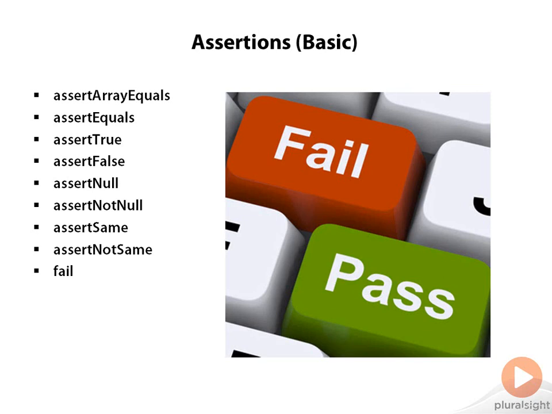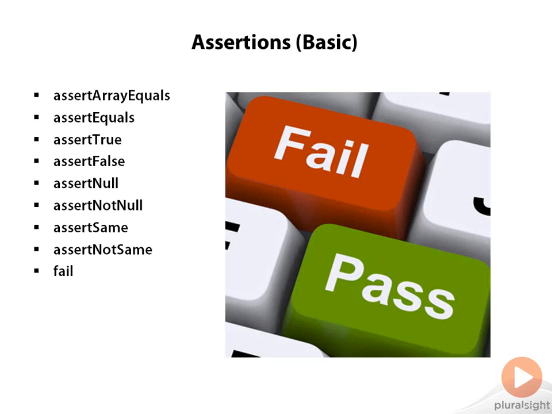Now, I found that most of the time I'll end up using assert equals, but it's often useful, if you're checking a Boolean value, to use assert true or assert false. And if you're checking for null, you could of course use assert equals and check if your object does not equal null or if it equals null, but you can also use assert null or assert not null, which are a little bit more clear when you're trying to read the test.